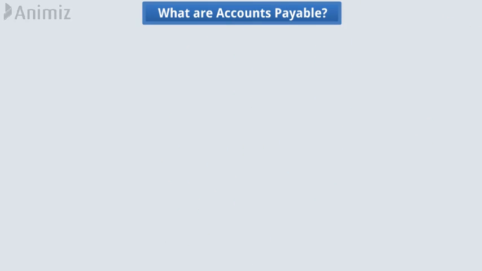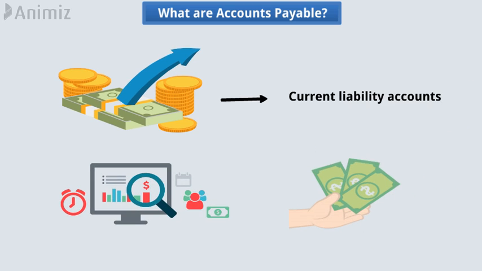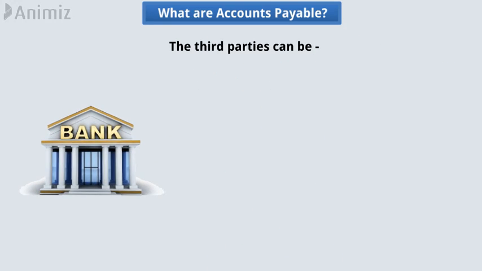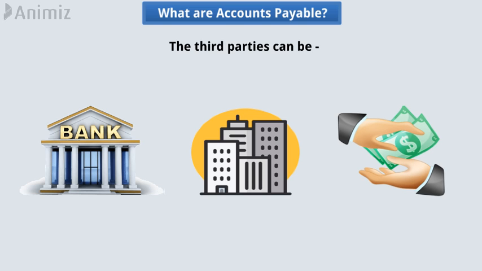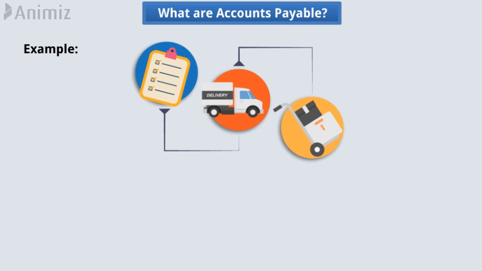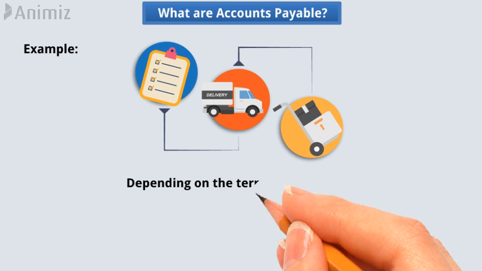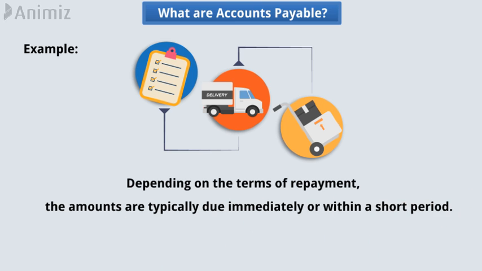What are accounts payable? Accounts payable are current liability accounts that keep track of money that you owe to any third party. The third parties can be banks, companies, or even someone from whom you borrowed money. One common example of accounts payable is purchases made for goods or services from other companies. Depending on the terms of repayment, the amounts are typically due immediately or within a short period.